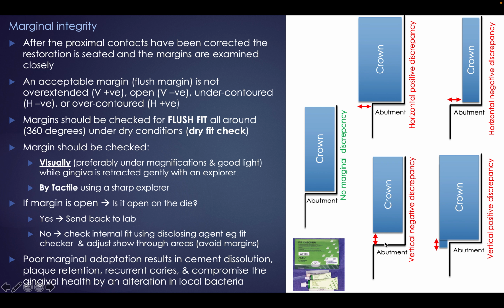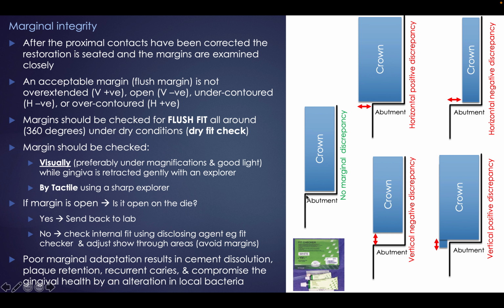Here, you have to repeat the crown or the impression, because usually the reason why they produced it this way is they didn't have the right impression. So this is the worst in consequence and in fixing. So you have to check marginal integrity. How do you check this? You have to make sure that this is flush.